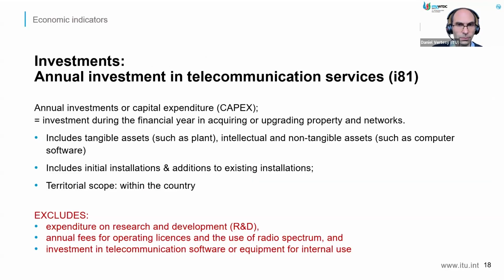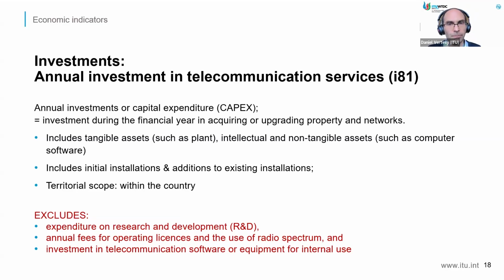This is useful to understand. Investments. We collect data on annual investment in telecom services, which is actually, in other words, capital expenditure. So what does that mean? It covers all investments carried out during the financial year to acquire or upgrade property and networks. And by property, we mean tangible assets. So think of a plant, as well as intellectual and non-tangible assets. Think of computer software. Annual investments should also include initial installation and additional investments, so additions to existing installations. Again, please ensure that the territorial scope is respected, which is the country of focus.